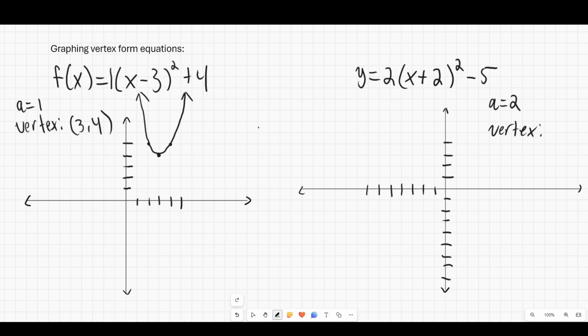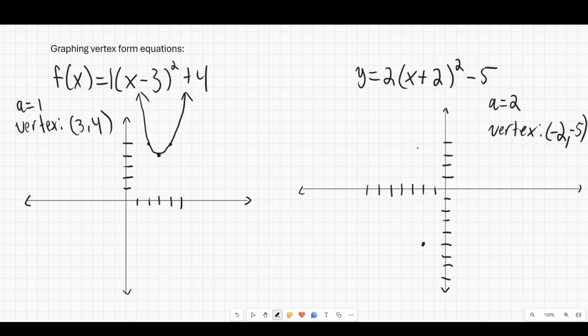Something to keep in mind, if we notice in the previous problem, when I took this negative 3 out of the parentheses, it ended up being positive. Whatever's on the inside of the parentheses will be opposite when I take it out. So since this is a positive 2, that means in my vertex it's going to be negative 2. And my k value just stays the same. So my vertex is negative 2, negative 5. That's my starting point. Negative 2, down 1, 2, 3, 4, 5.